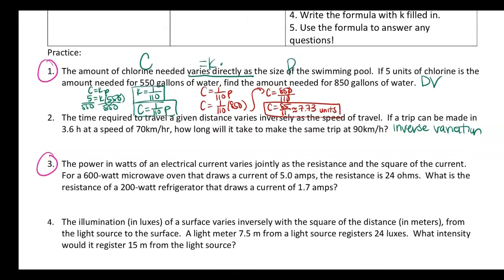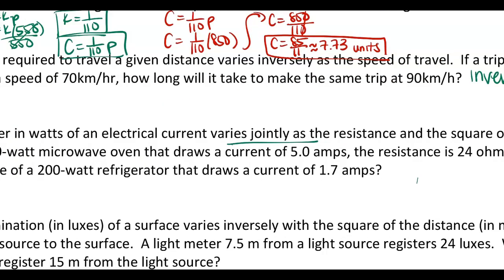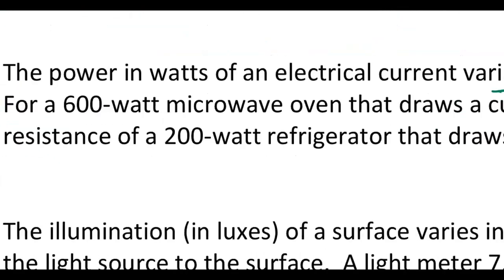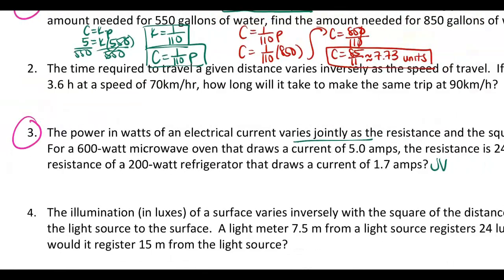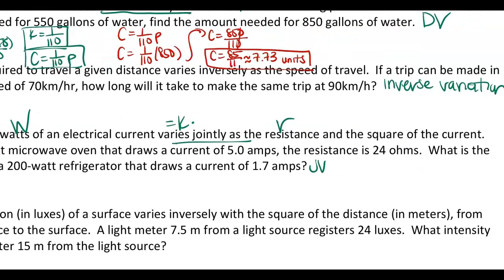Okay, first, this is a joint variation question. So I'm going to put over here JV, not the team, but joint variation. And under joint variation, I'm going to first find out what my equation should be. Actually, let me zoom out a bit. It says the power in watts, so the power in watts is going to be W. It's going to vary jointly as, so equal K times the resistance and the square of your current. The square of your current means we're going to take the current and square it.